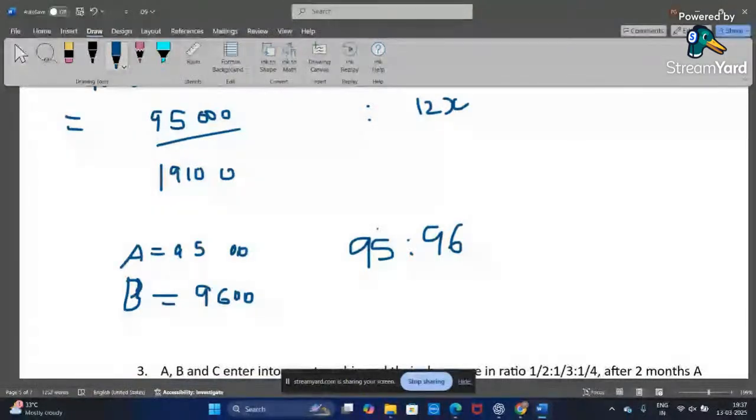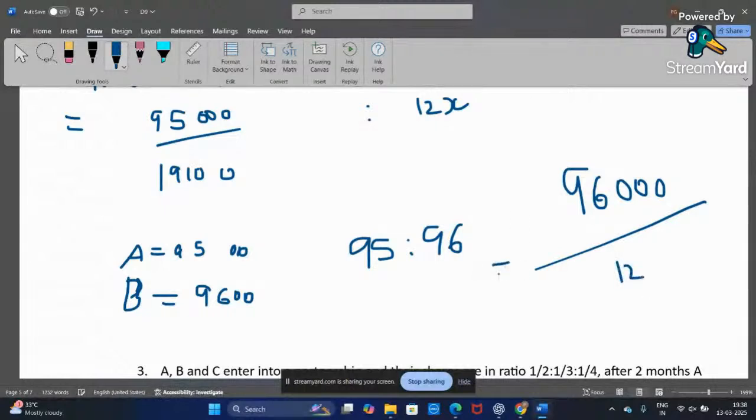So in this, the B value, how much is it? When we multiply with 10, we'll get 96,000 divided by 12. Because we need to find the X, right? The initial investment of B. So the initial investment is 8,000. The answer here is 8,000.